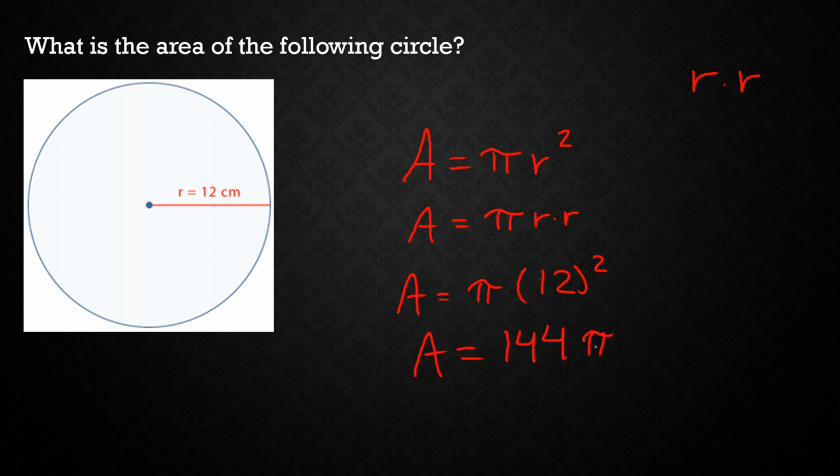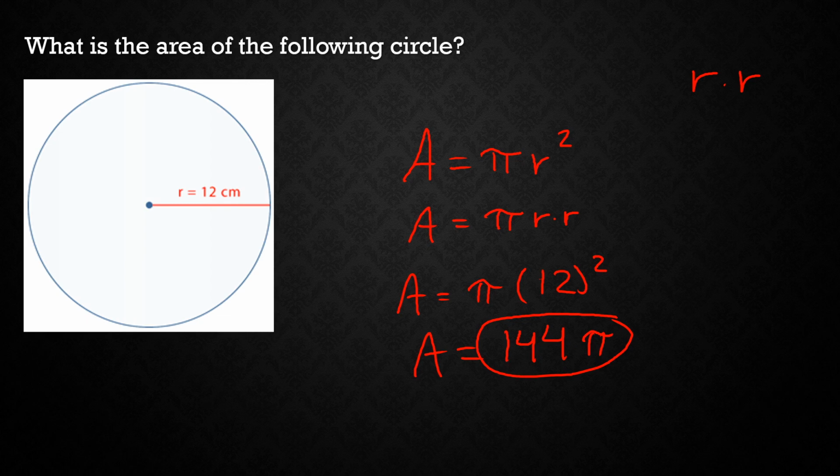Now for some questions in your course, it'll say leave your answer in terms of pi. And what that means is we do not want to take pi and multiply it in because pi is a decimal that goes on forever. And we're going to leave our answer like this. So this is an acceptable answer for these questions.